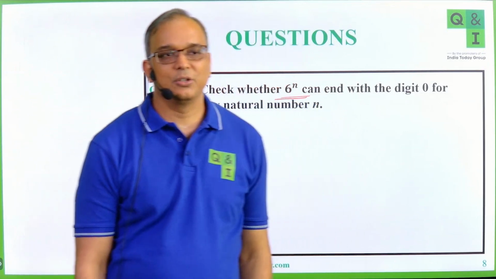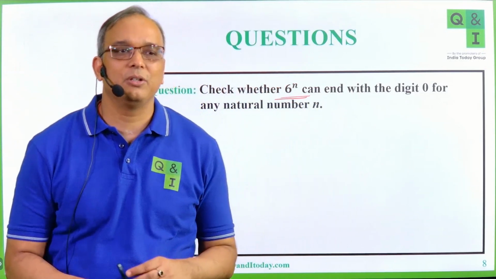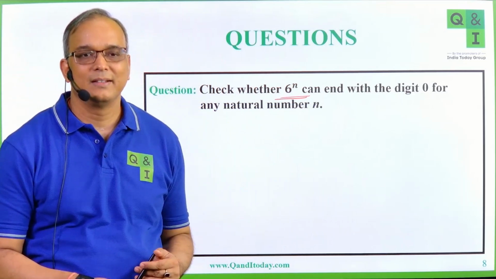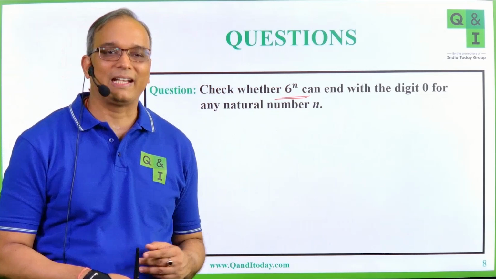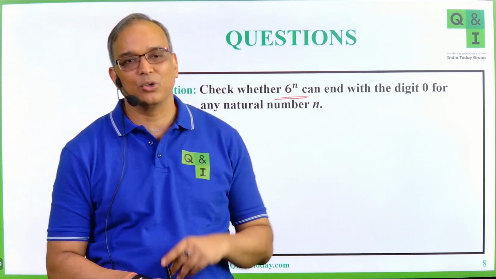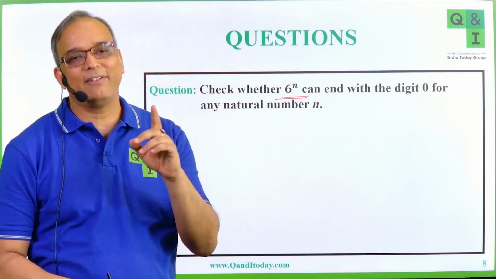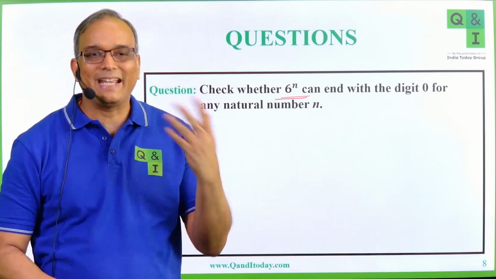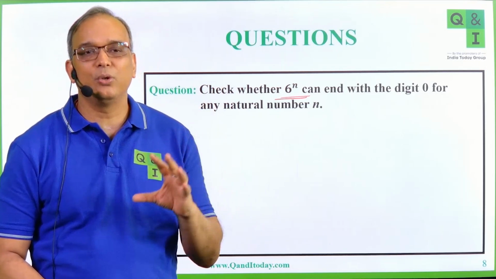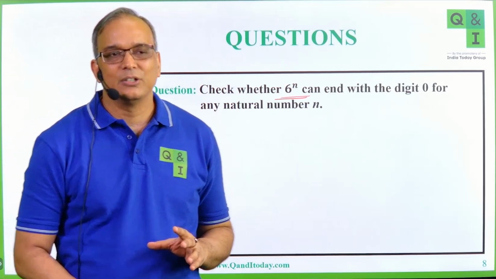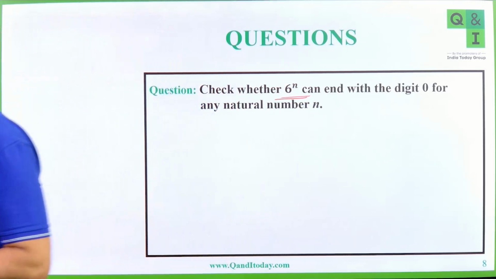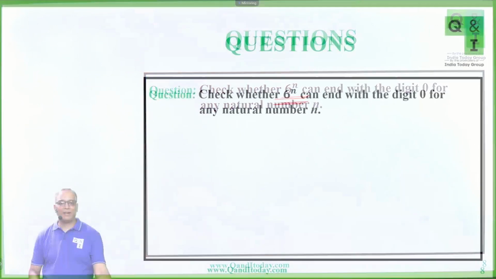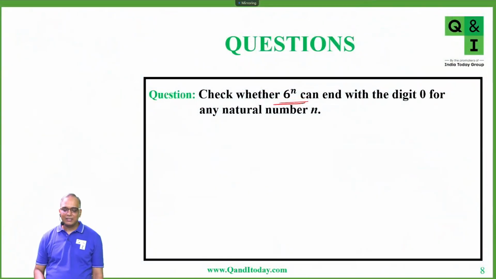It will not end with 0. Good. Why will it not end with 0? Yes. So there is no factor of 5 and that's why it will not end with 0. For a number to end with 0, it should have at least one factor of 2 and one factor of 5. Why? Because 10 can be only made by 2 into 5. Right? So in prime factorization, you should have at least one power of 2 and one power of 5 for a number to end with 0.